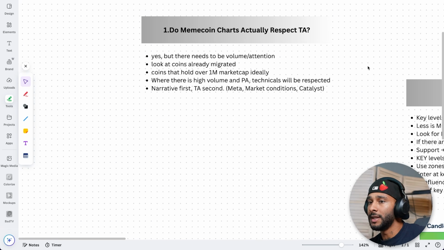At that point, it's just, is this a strong narrative, strong community? Can I hold? Find a good dip, and that's where you're gonna take action. So again, narrative first, technical analysis second.